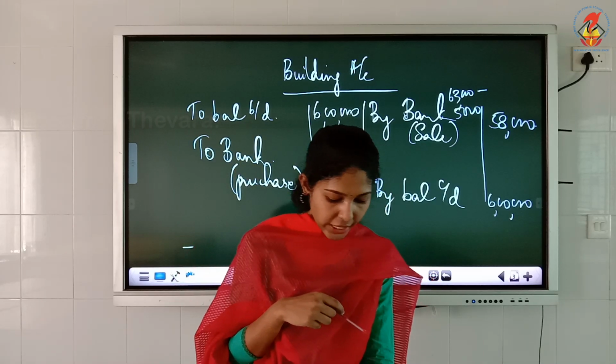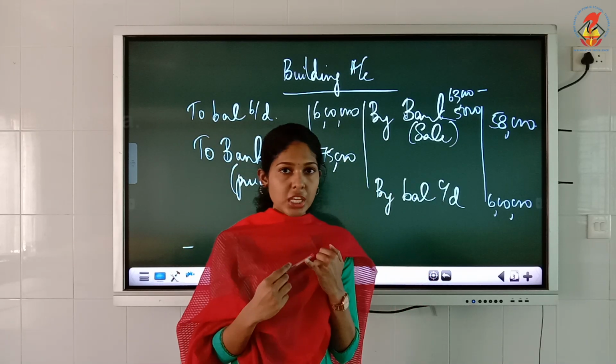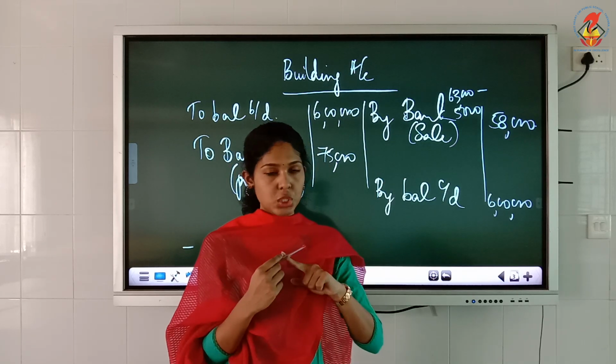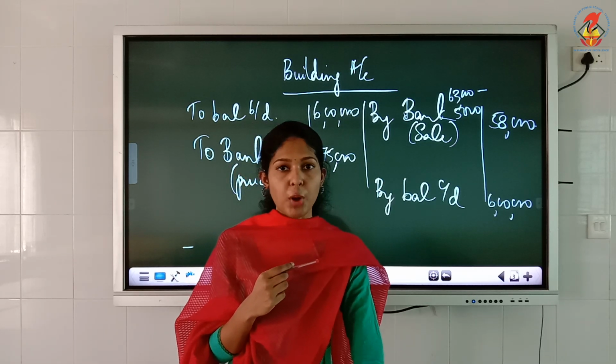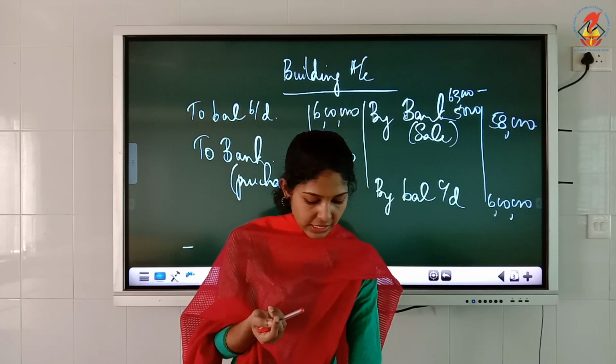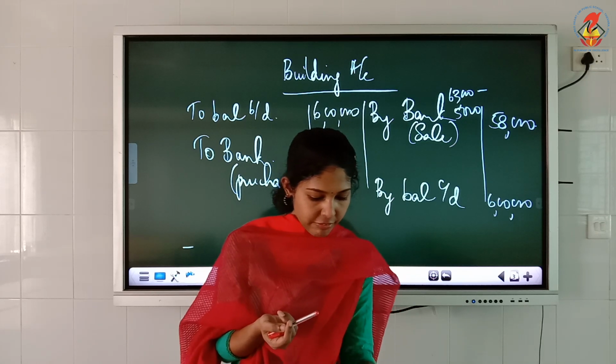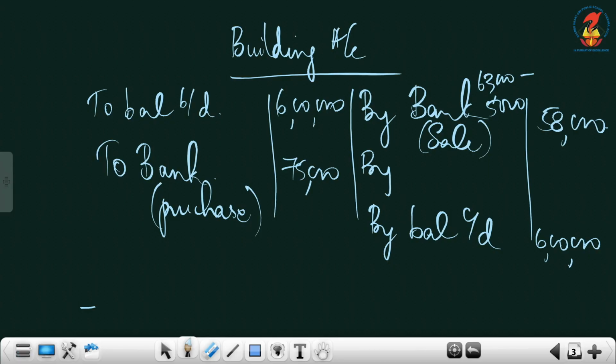Then you have to record, immediately after you record the sale value, the profit or loss on sale. And here the loss is given as 5,000, which we can write as by loss on sale, that is 5,000, directly given in the question. Now the account is over.